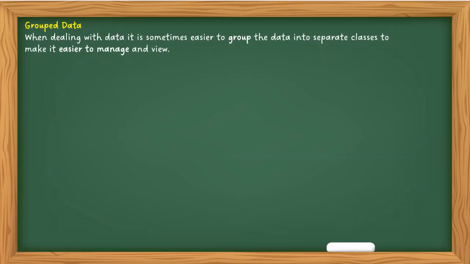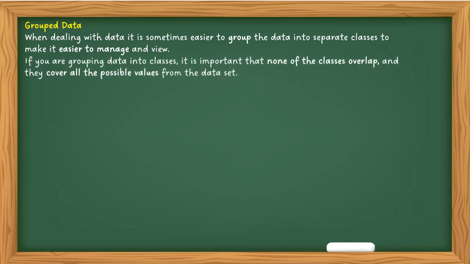When dealing with data, it is sometimes easier to group the data into separate classes to make it easier to manage and view. Now, if you're grouping data into classes, it's important that none of the classes overlap and they cover all the possible values from that data set.